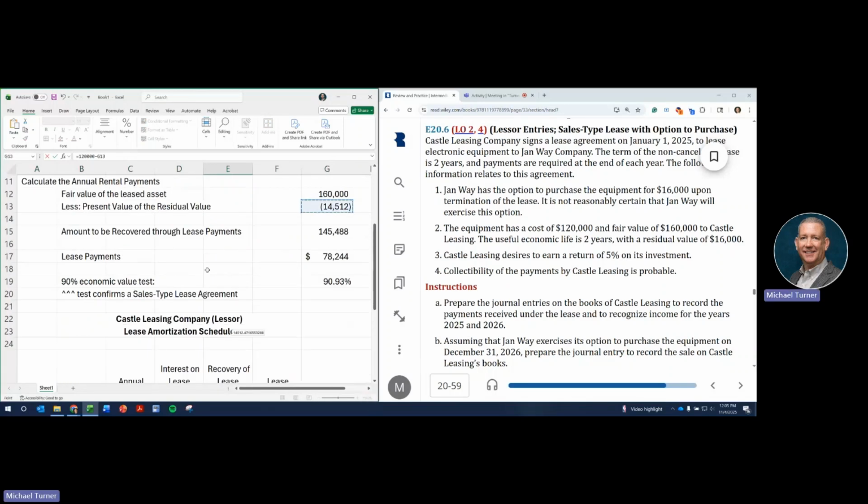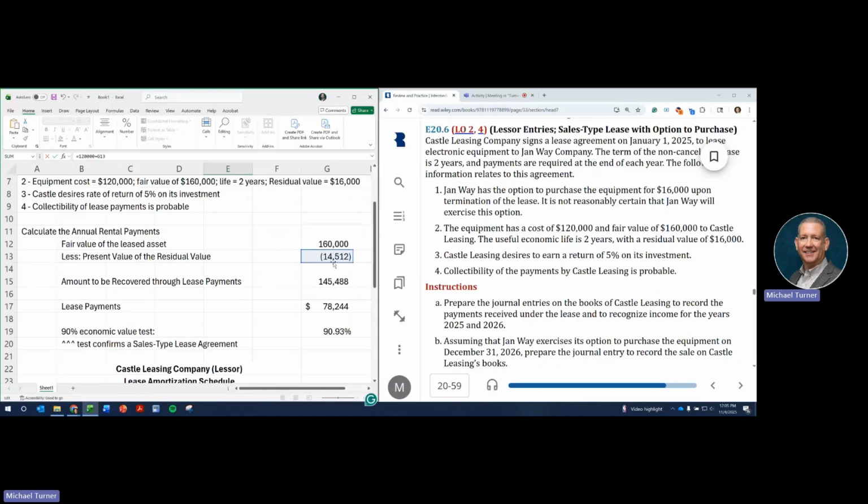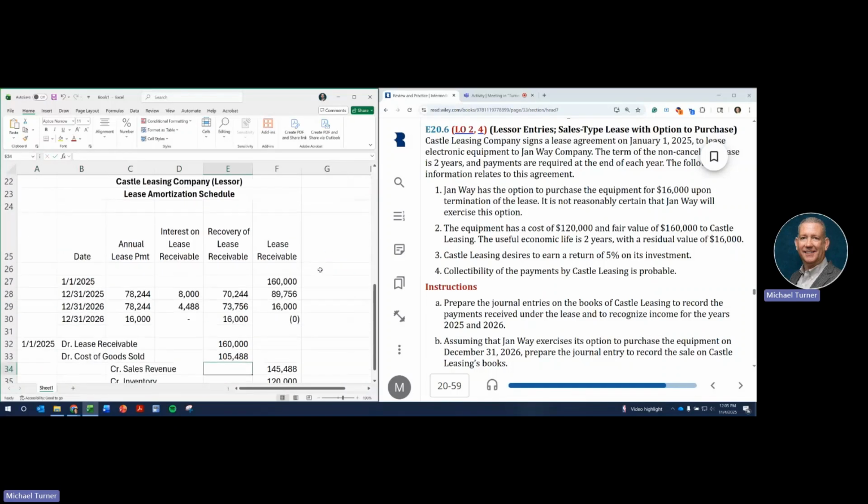$14,512 is the present value of the residual. Because that's a negative number, I will show it as a negative number. So it will be $120,000 minus $14,512, and that equals $105,488.